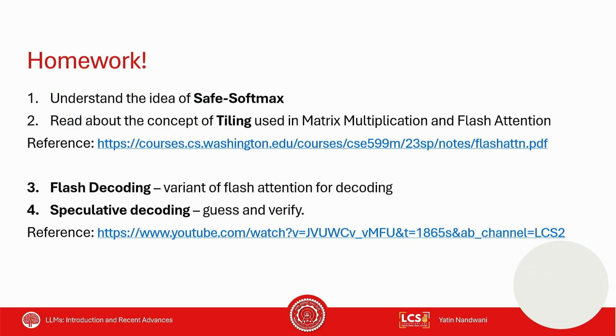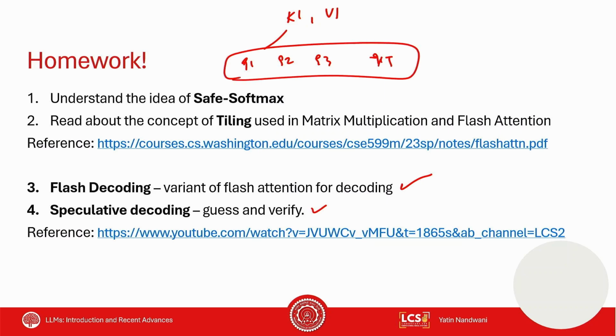So now this brings us to another homework which is in continuation of the efficient inference part. We could not cover flash decoding, and we could not cover speculative decoding. So flash decoding essentially means, when you look at flash attention, as we said, the way flash attention works is that it loads one block of k and v in the memory and parallelizes across all the queries, query 1, query 2, query 3, query t. All of these are computed in parallel, right?